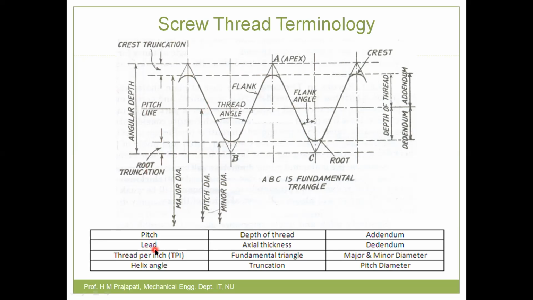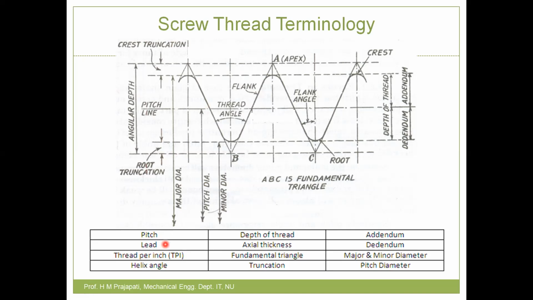Now next is about lead. Lead is also the amount of linear distance traveled by the screw per revolution. Lead and pitch would be different depending on the start of thread. If the thread is a single start thread, then pitch and lead are the same. But if it is multi-start, means on the same cylinder you have cut many different helical grooves, then you get variation in the pitch and lead.